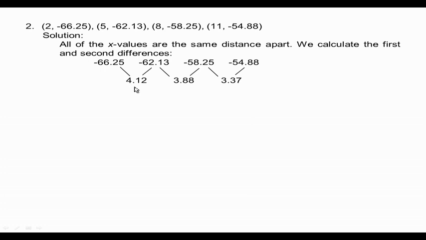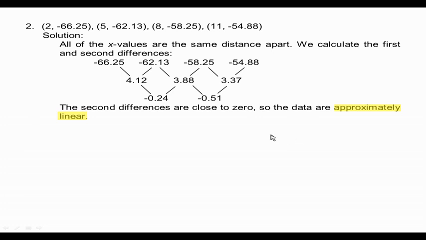Notice they're not all equal. So that rules out exactly linear. Now, are they all approximately equal? Well, sometimes, in order to see whether they really are approximately equal, I go ahead and calculate the second differences to see if they're all close to 0. So if I do the second differences, 3.88 minus 4.12, negative 0.24, 3.37 minus 3.88, negative 0.51, these are fairly close to 0. So these are approximately linear.